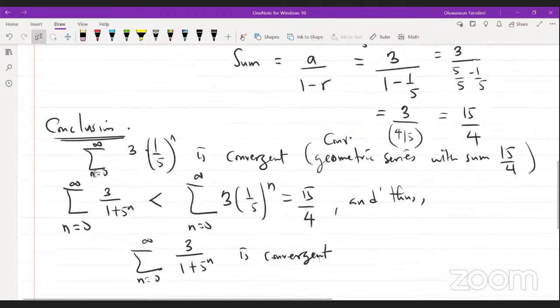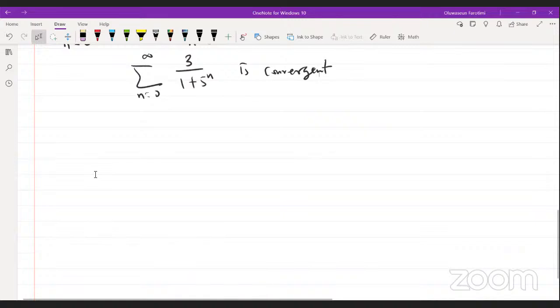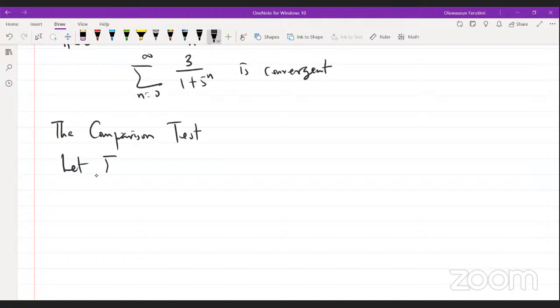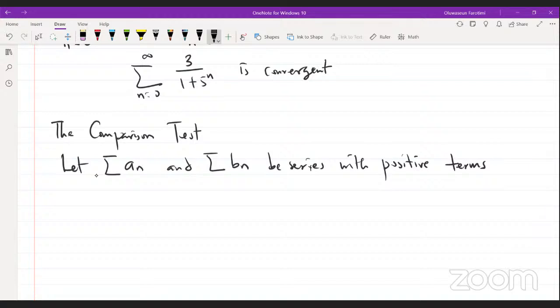All right, good. So now let's formally write the statement of the comparison test. Take note of the statement of the test. It's important, guys. So let us have series of an and bn. Let these be series with positive terms. You have to be careful and take note of what each test actually represents.